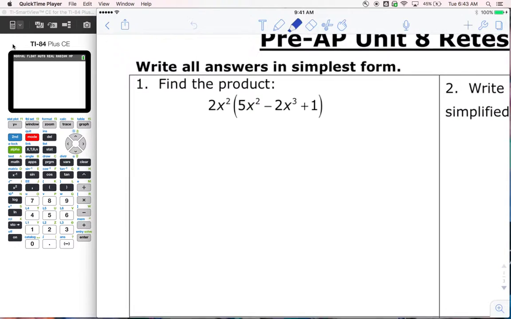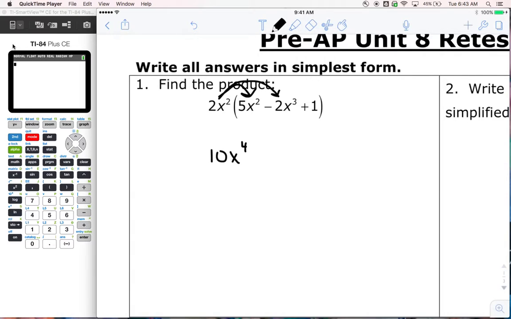All right, problem number 1, find the product. So we're multiplying here, right? Because product means multiply, and we're actually doing distribution. So we've got 2x squared times 5x squared. Well, the 2 times 5 gives us 10, and then we have our x, and what do we do with these exponents? We add them. So we get x to the 4th.